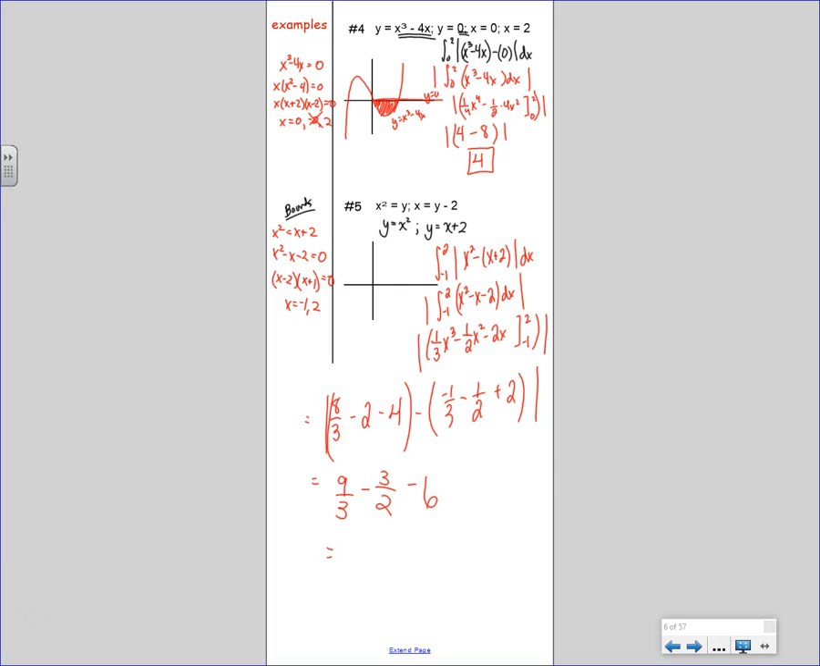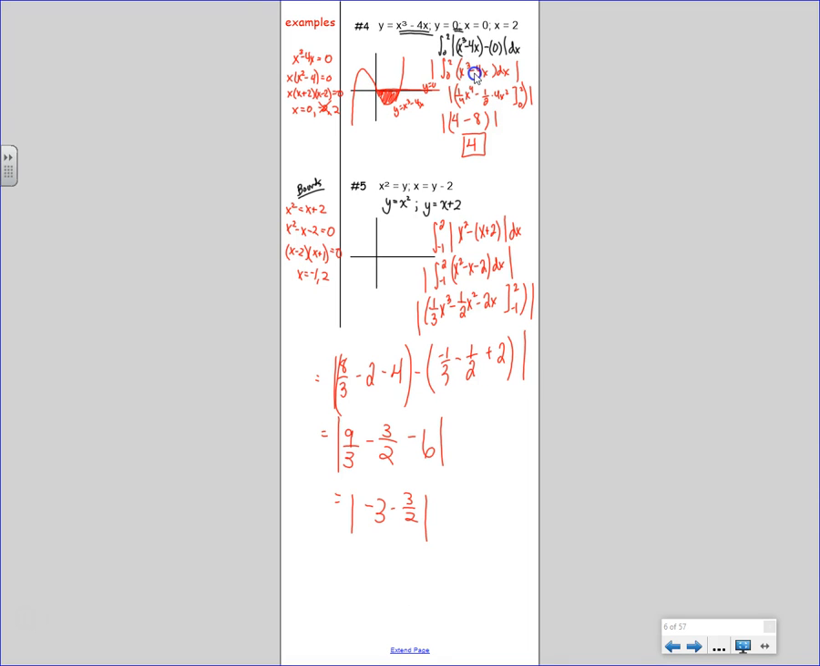And then -6. 3 minus 6 is negative. Oh, the absolute values. I think we chose wrong again, but it'll be all right. 3 minus 6 is -3. -3 minus 3/2. I'm just doing mental math. That would be -6/2 minus 3/2, which is -9/2. Absolute value is +9/2. Anybody get there? 4 and 9/2.